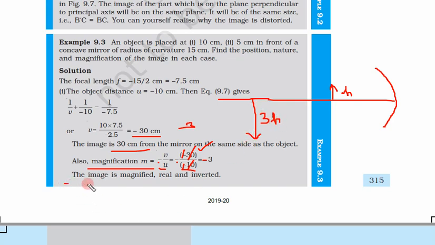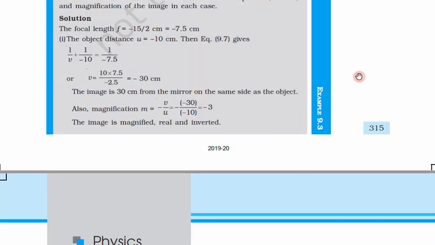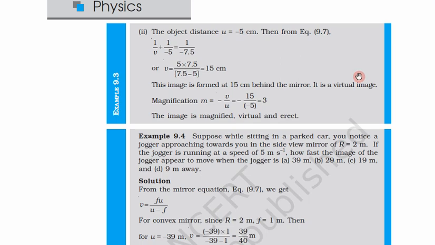So the image is magnified, real and inverted. So this was the first case. In the next case, u is minus 5 centimeter. So let us solve for this case. The object distance is now minus 5 centimeter. Again, we have the same mirror equation, 1 by u plus 1 by v is equal to 1 by f.